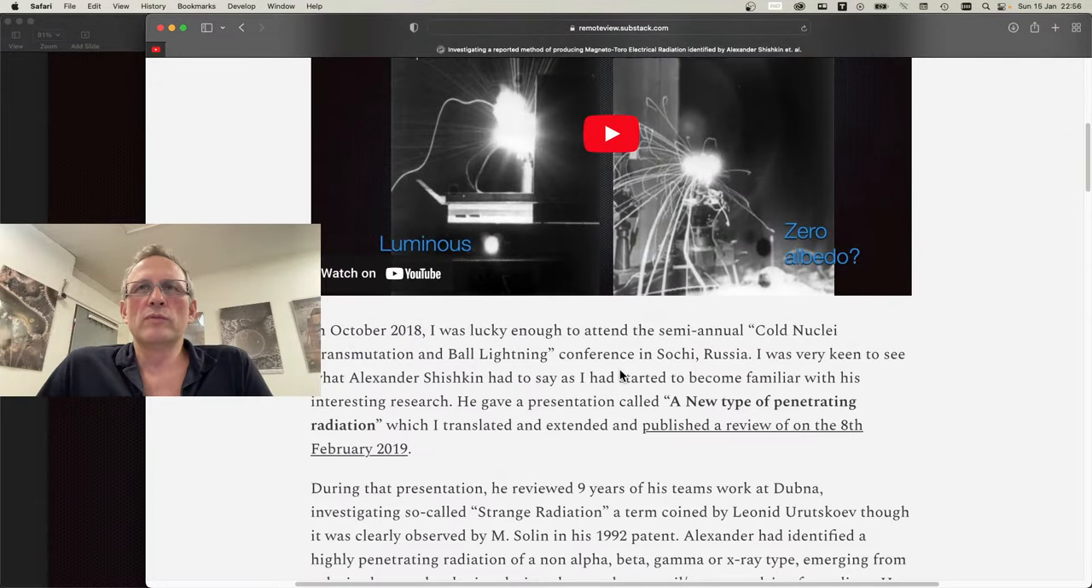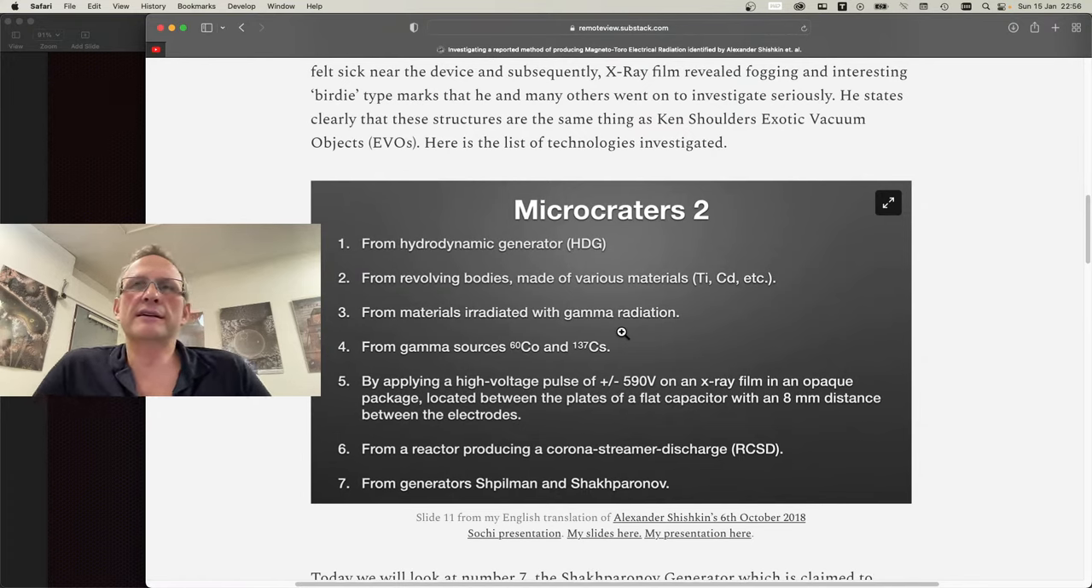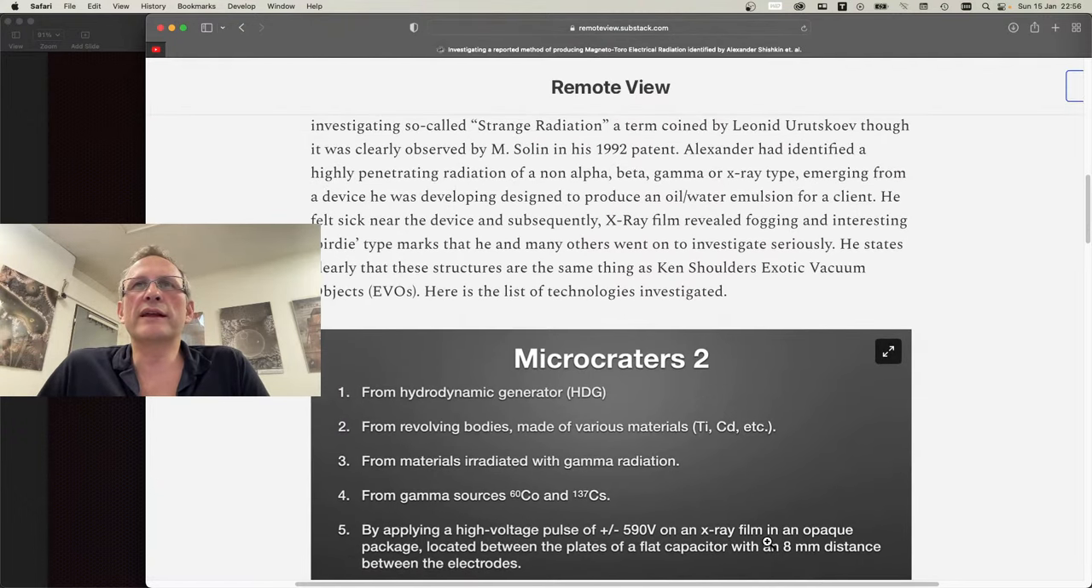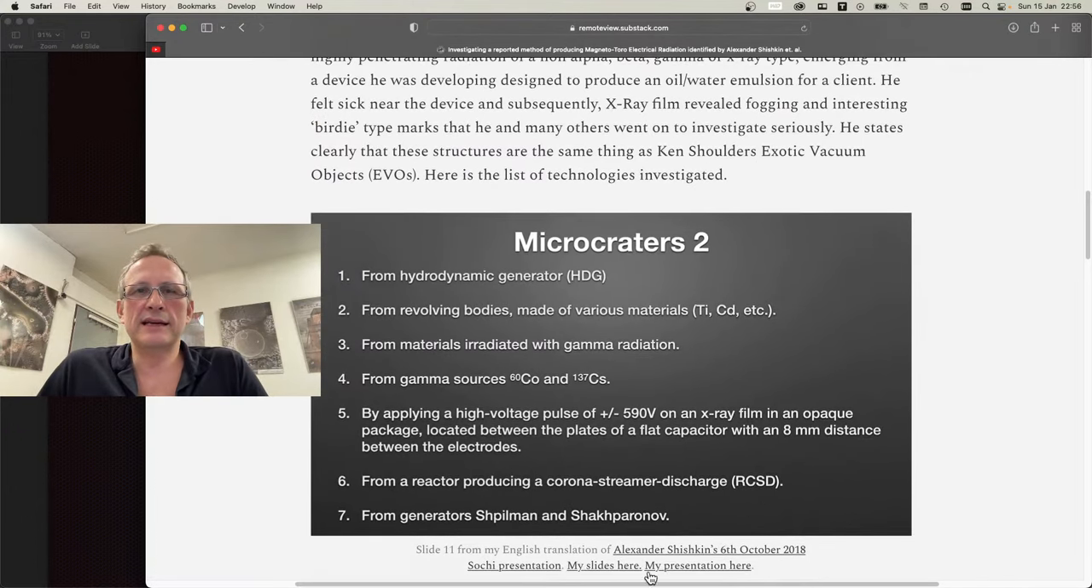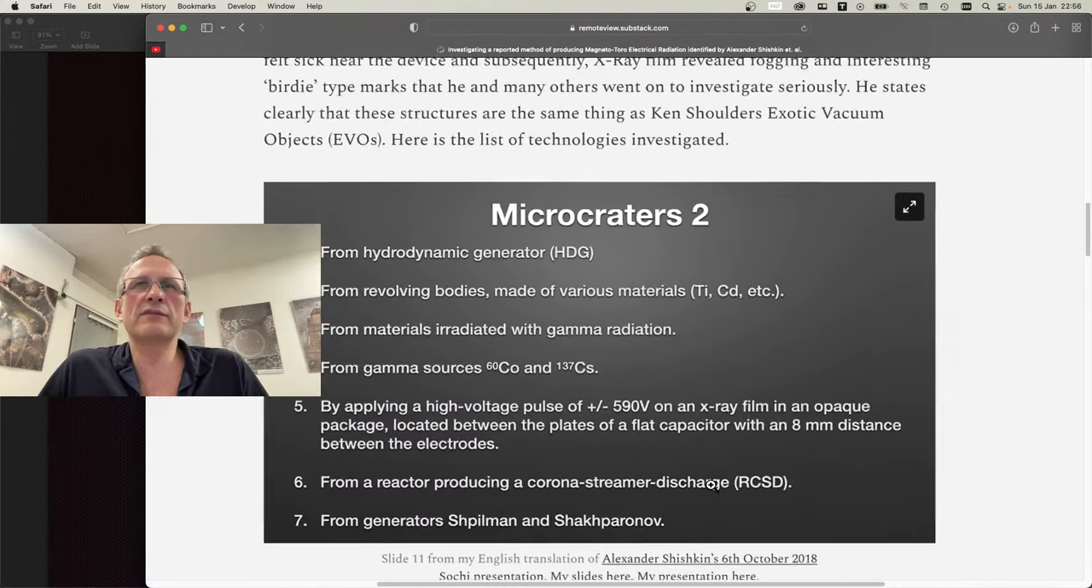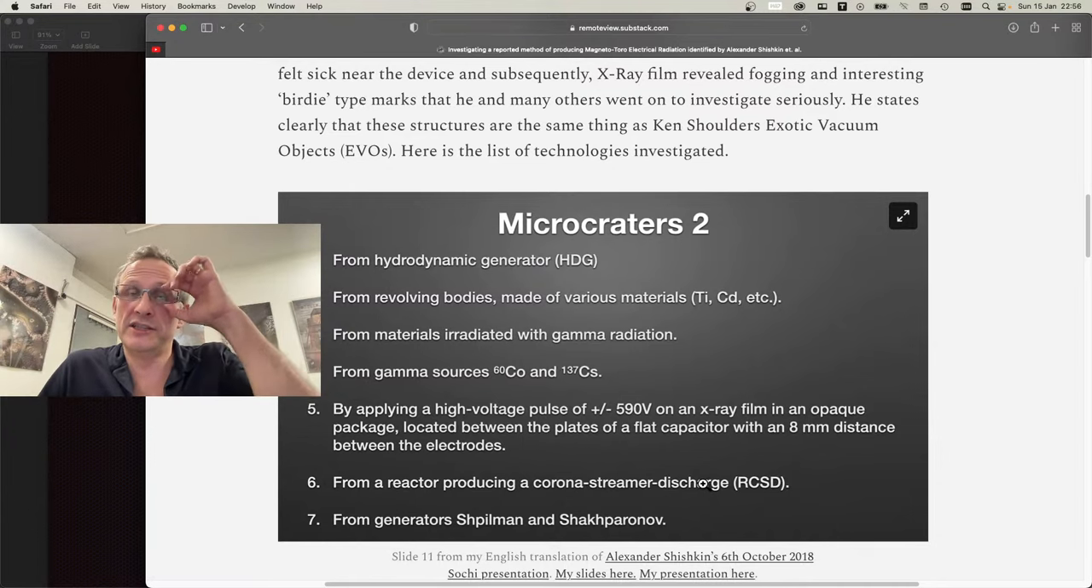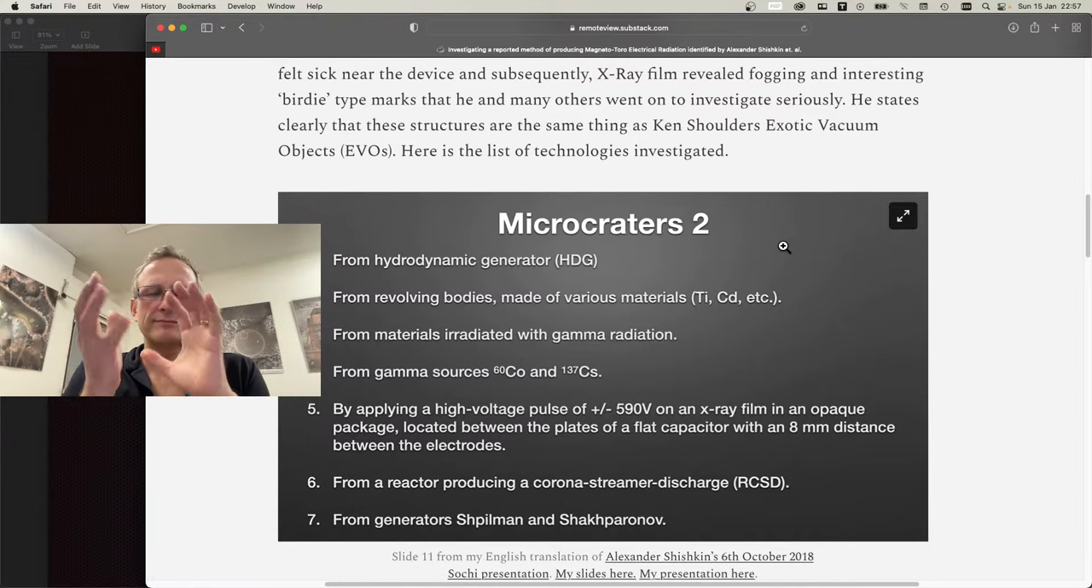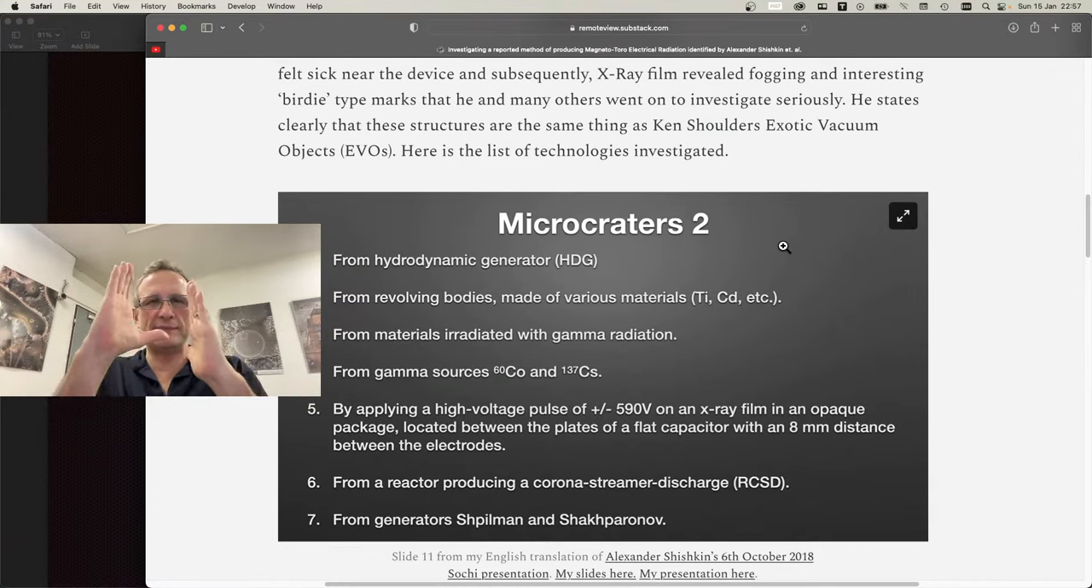And what we have is in a presentation that I transcribed and reposted in English and extended, from 6th of October 2018, that I published in February of the following year. There was a slide, I think it was slide 11, and it had several different methods by which the team at Dubna under Shishkin were able to develop these type of birdies and strange radiation tracks and so forth. And the one that it originally came about from was this hydrodynamic generator, where he had two discs, but one had some grooves cut in it, and another one had some tongues cut in it, and they went like that, and it was for making an oil and water emulsion.